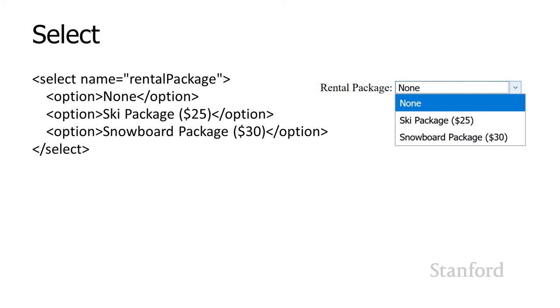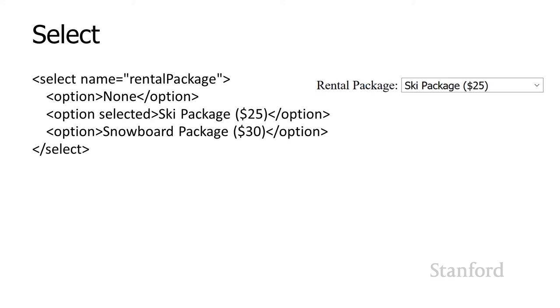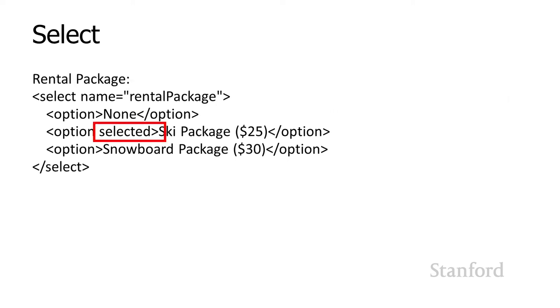Okay, now the way I've got it set up right now, the initial value that is appearing is going to be none because that's the first thing in my list of options. If you want to change that, you can. Let's say I want the rental package to start off with a ski package. The way I'm going to do this is there's a selected attribute. And if I have an option and I add a selected attribute to it, that will be the initial element displayed on the web page.